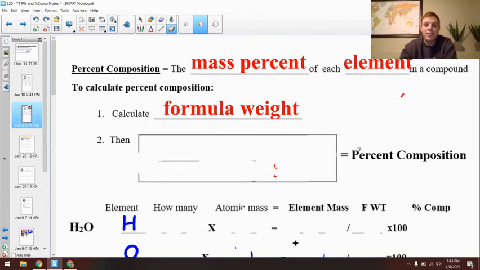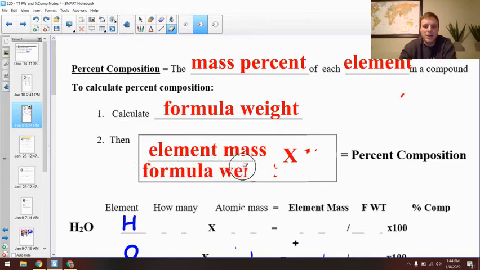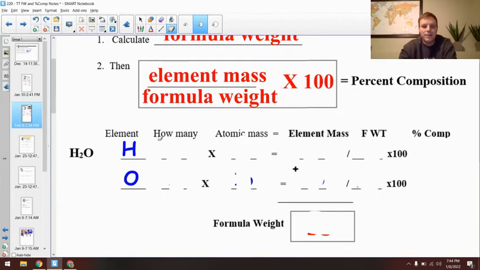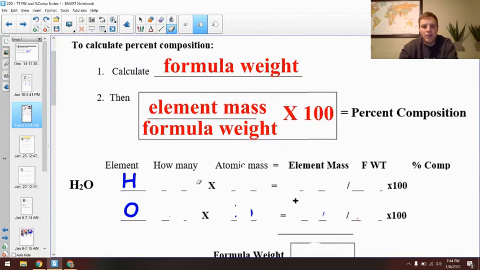And then here's how you get the percent composition for any given element. You take that element's mass, you divide it by the formula weight, which is the grand total, and you multiply that by 100% to make it a percent. Now, if we go back to this problem we already did right here.